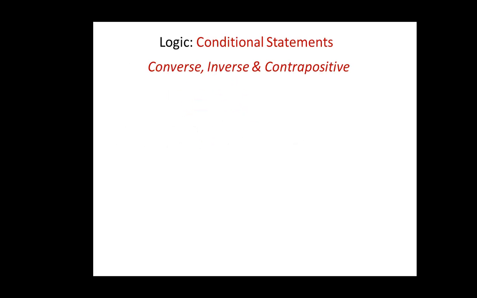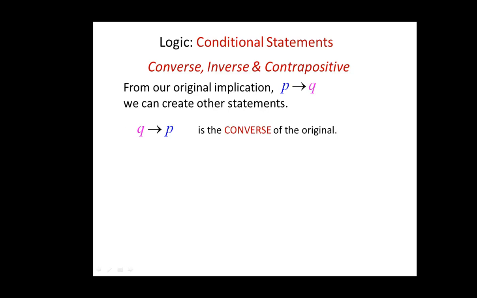Converse, inverse, and contrapositive. These are new statements that we can create from the implication. Our original is P implies Q. Q implies P is the converse. Not P implies not Q is the inverse. We keep the same order, but we negate the premise and we negate the conclusion. That is the inverse of the original.